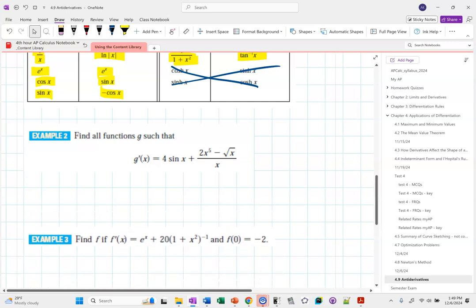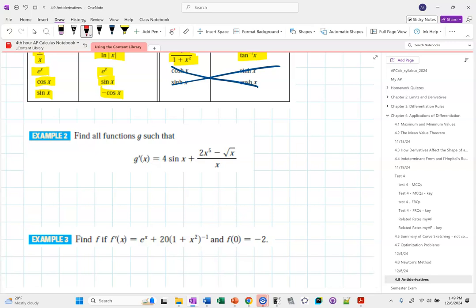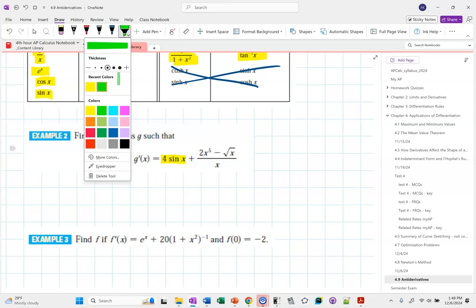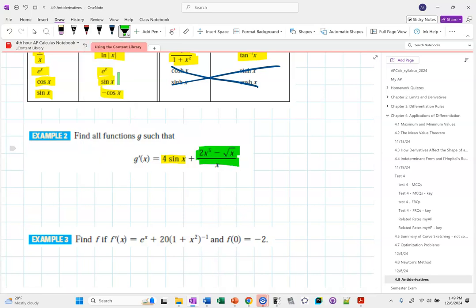So here it says, find all functions g such that the derivative of g is 4 times sine x plus 2x to the 5th minus square root of x, all over x. So let's do this as two separate chunks, right? Let's just do that. I know that I can just ignore the 4, right? So what's the antiderivative for sine x? Negative cosine x.